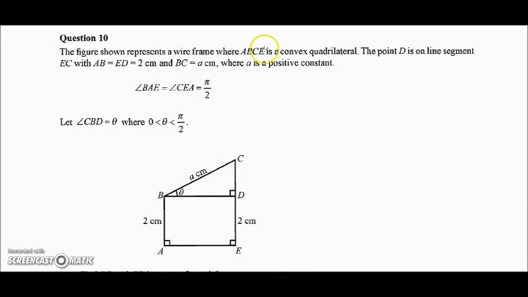We have a wireframe where ABCE is a convex quadrilateral. If you don't know what a convex quadrilateral is, who cares? The point D is on line segment EC with ABED is 2. So these two are 2 centimeters. This is A, and these angles here are all pi on 2 or 90 degrees. We're also told that this angle here can be anywhere between 0 and pi on 2, not including 0 or pi on 2. Alright, so it starts off fairly easy.